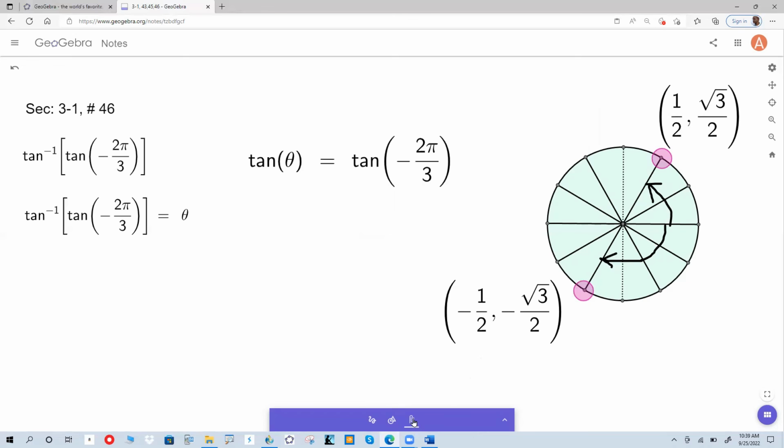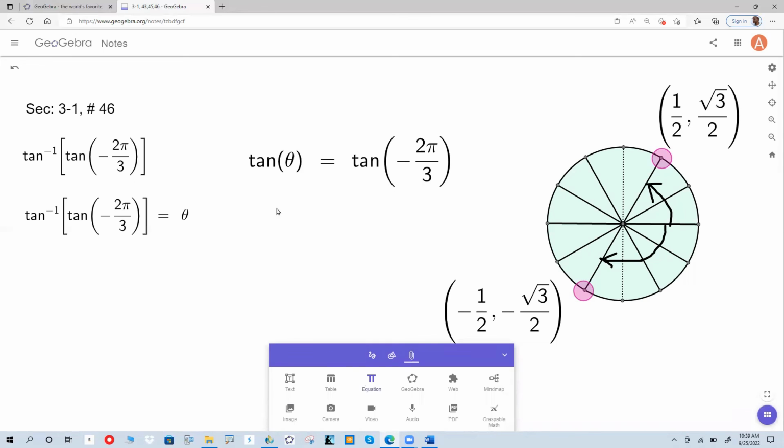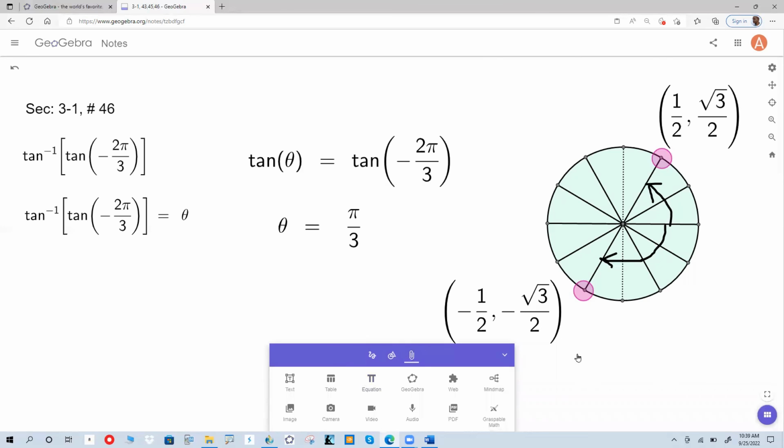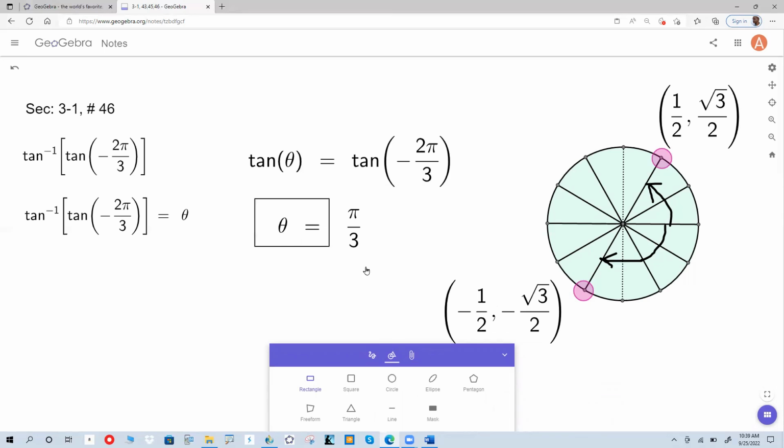So what is my theta? It's a little hard, and you want to pause and reflect. Pi over 3. That's your answer. This is the answer to problem 46. I hope it makes sense.